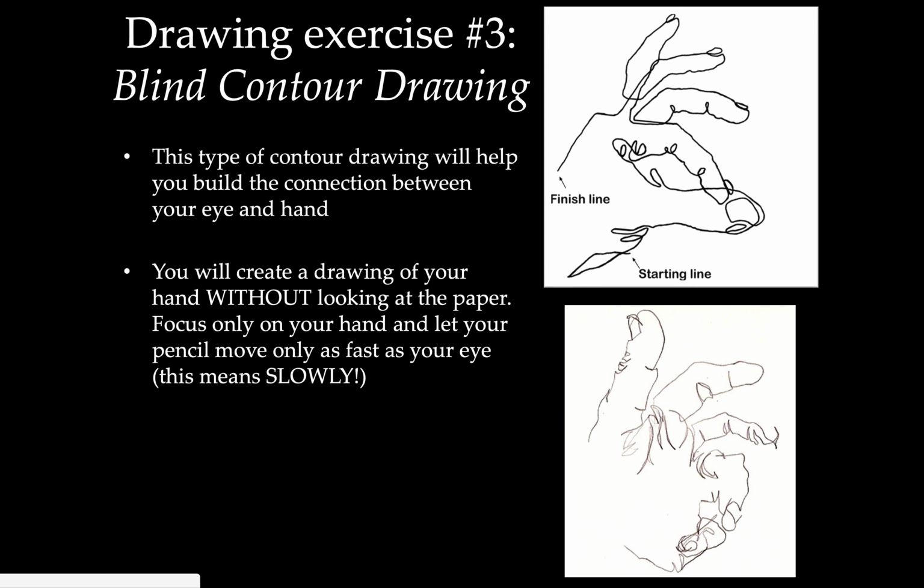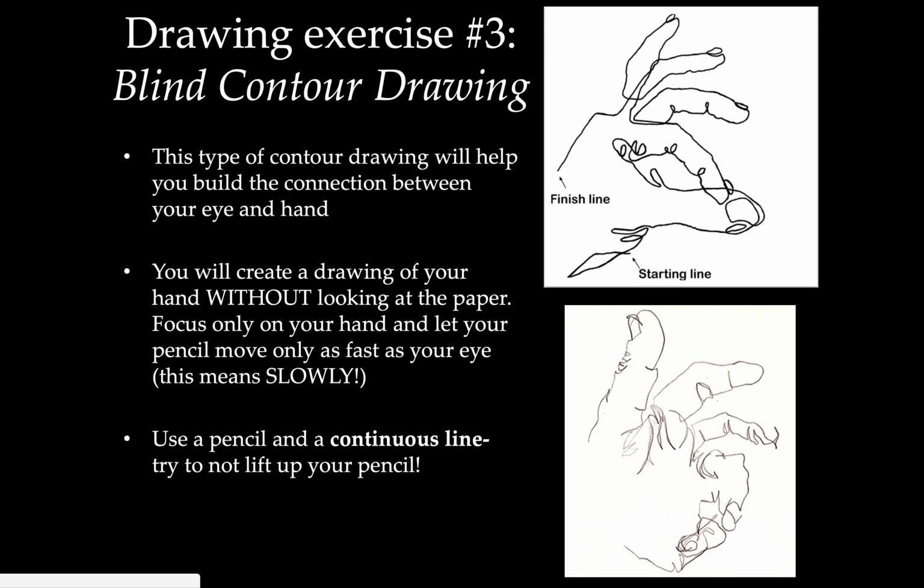We're going to look really closely at our hand as we draw, and we're going to move our pencil only as fast as our eye moves while we're looking, which means we're going to go slowly. I'll demonstrate this with you, and we'll do it together as a class. You're going to use a continuous line. What that means is you don't lift up your drawing utensil.